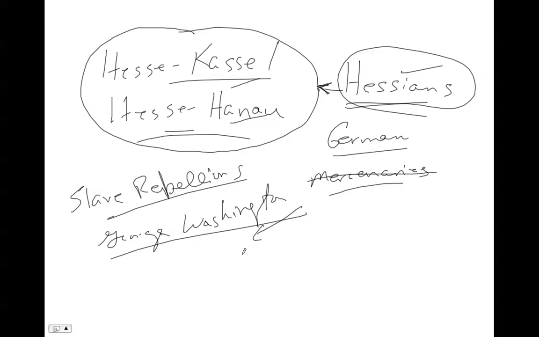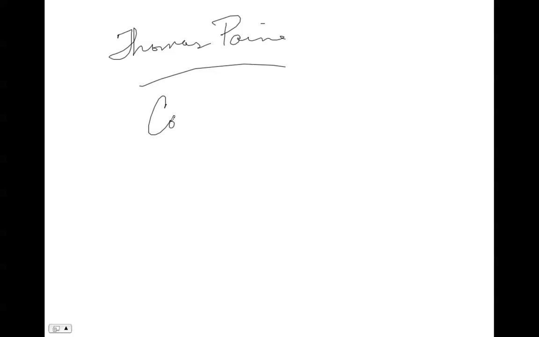Okay, so these are all things that Americans felt kind of drove them over the edge. They felt like they didn't have an ear when it came to the king. The king wasn't going to listen to them. And then a guy by the name of Thomas Paine wrote what was called Common Sense. And this pamphlet sold thousands.